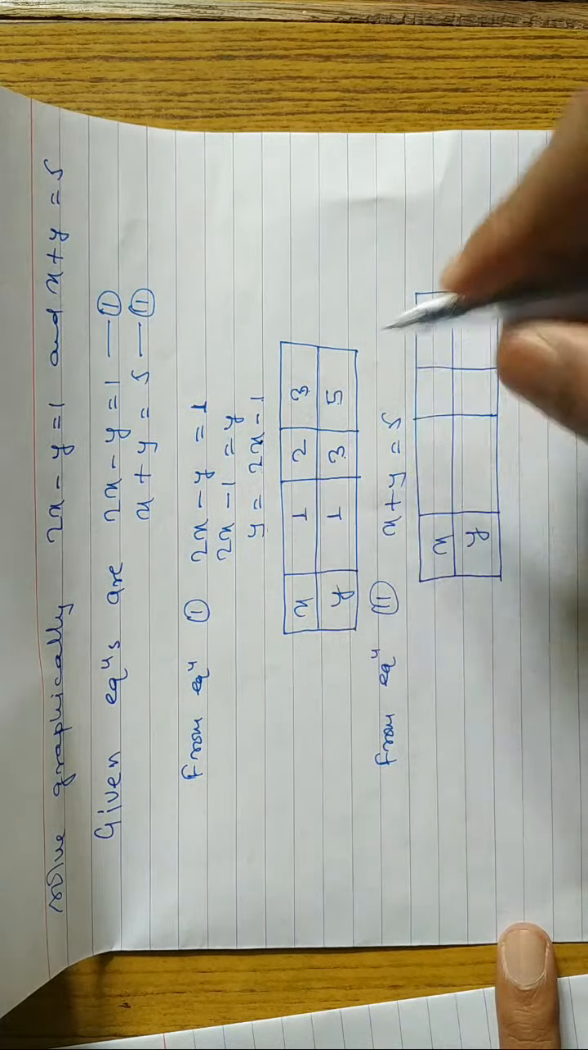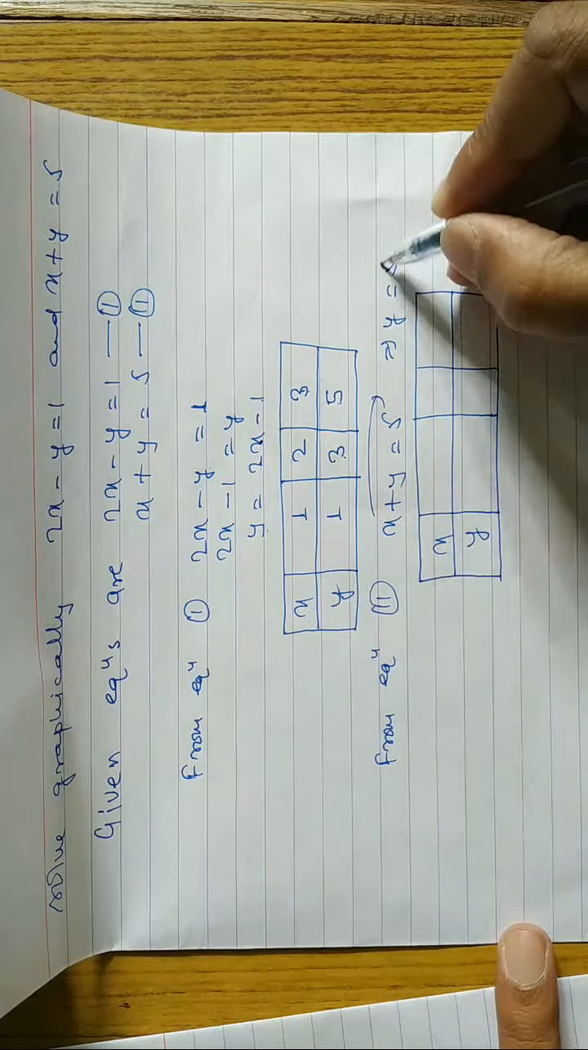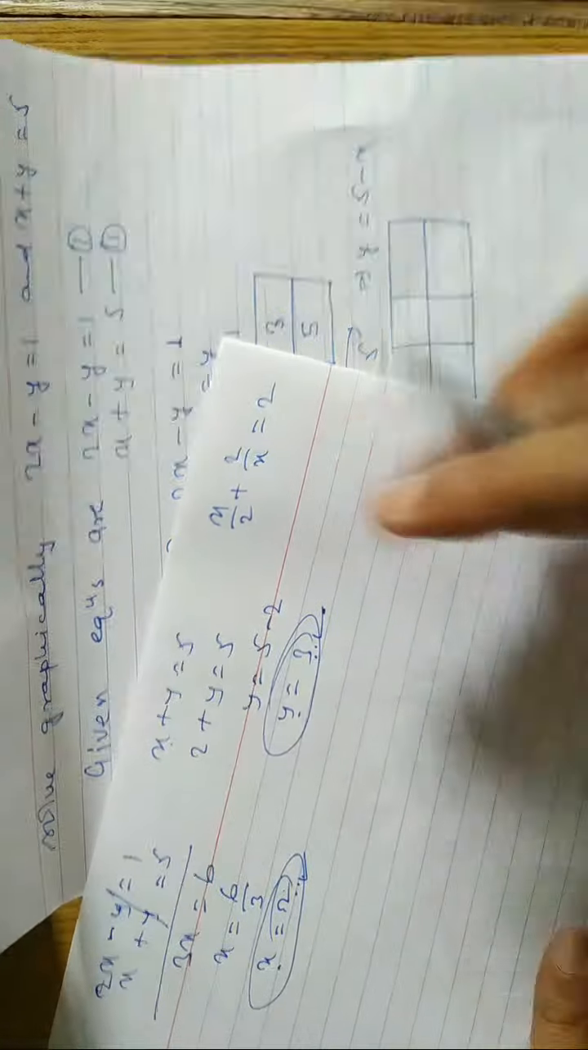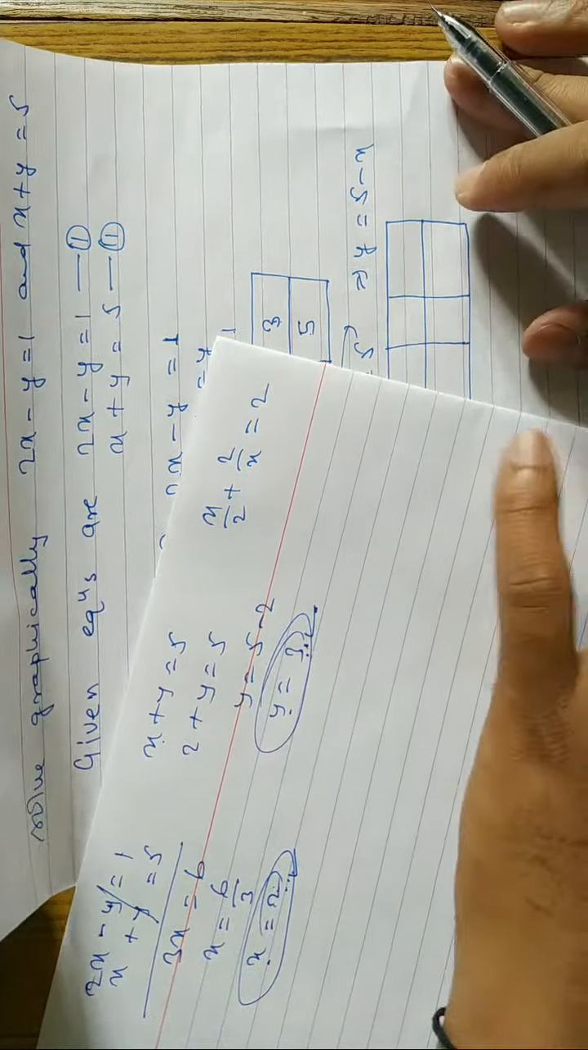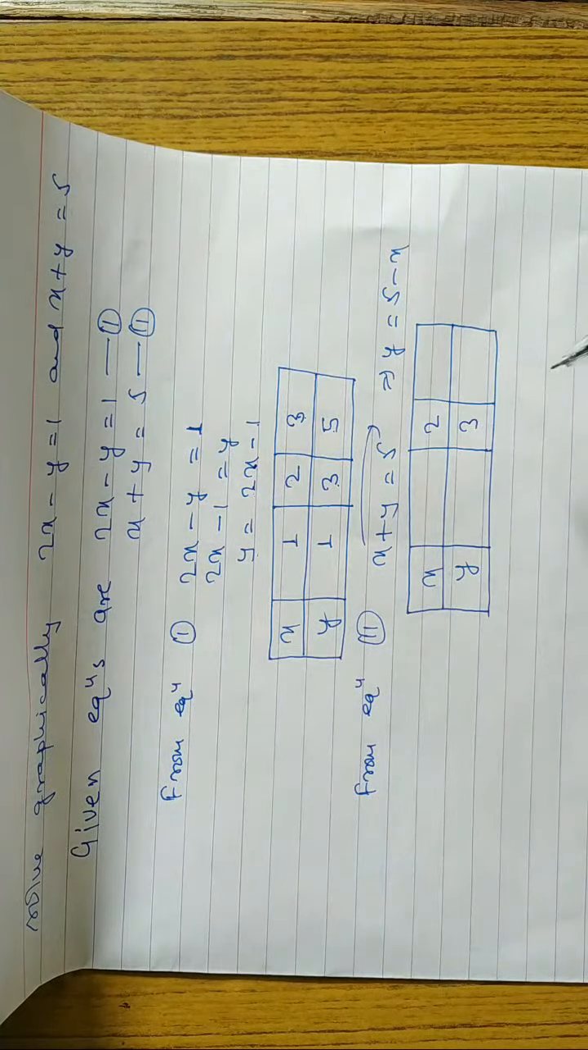What we have to do, first of all we have to find out the value of y. y is equal to what? x we have to take here. So we can write 5 minus x. What is the answer? We solved here: 2 and 3 is the answer. So we have to write here 2 and we have to write here 3.